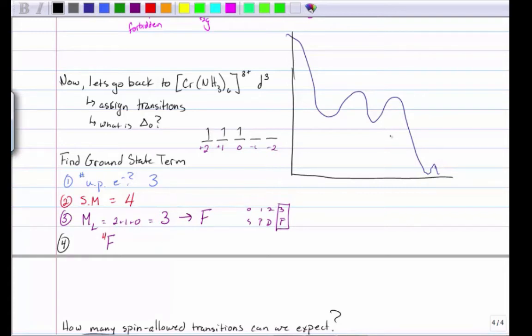Which ones do you think they are? What is the lowest energy spin allowed transition? So if this is wavelength, this means I have low energy out here and high energy up here. So I'm going to assign this one as my lower energy allowed transition. So the 4T2G, so 4A2G to 4T2G. And by experiment, that's actually the case. What's my next highest energy allowed transition? Yep.